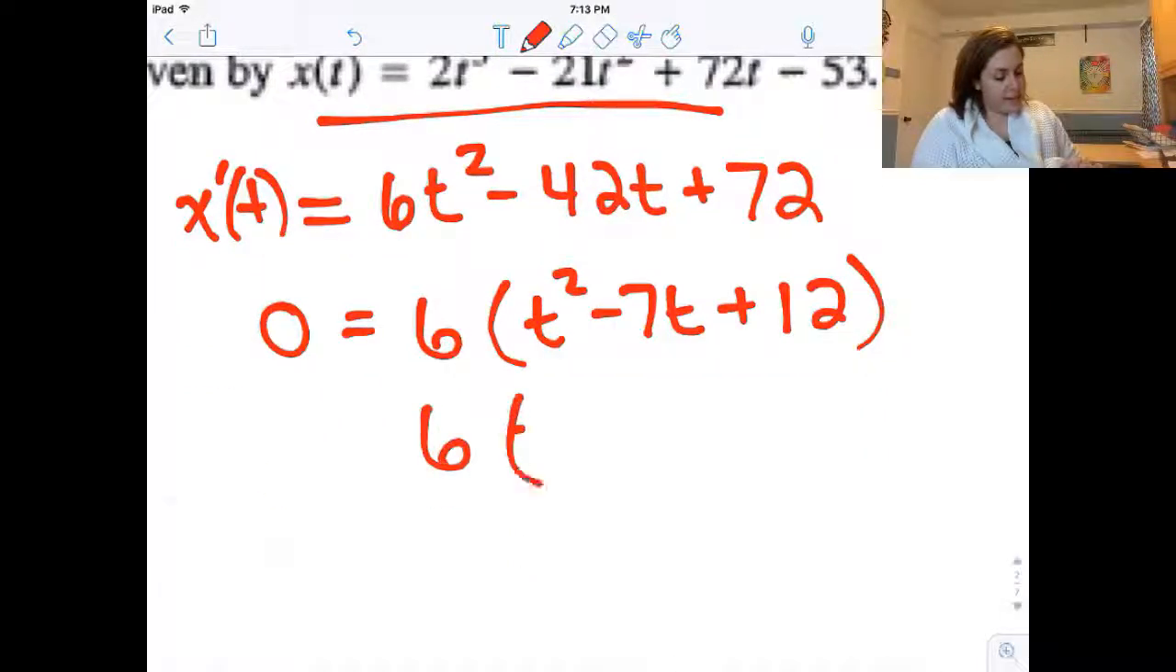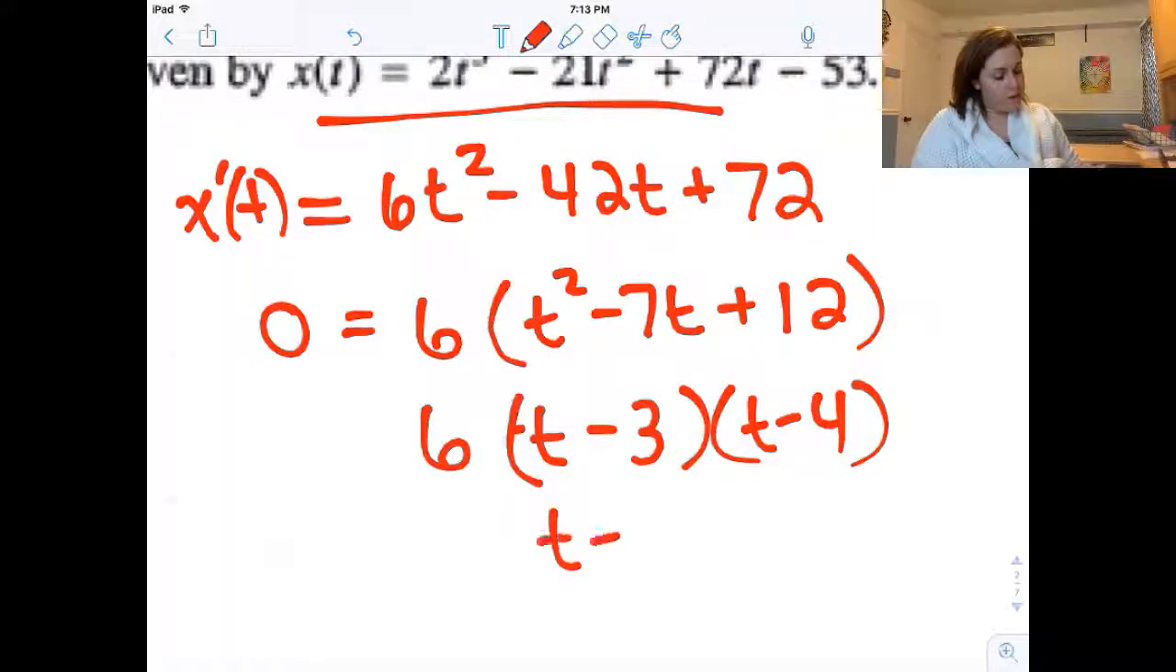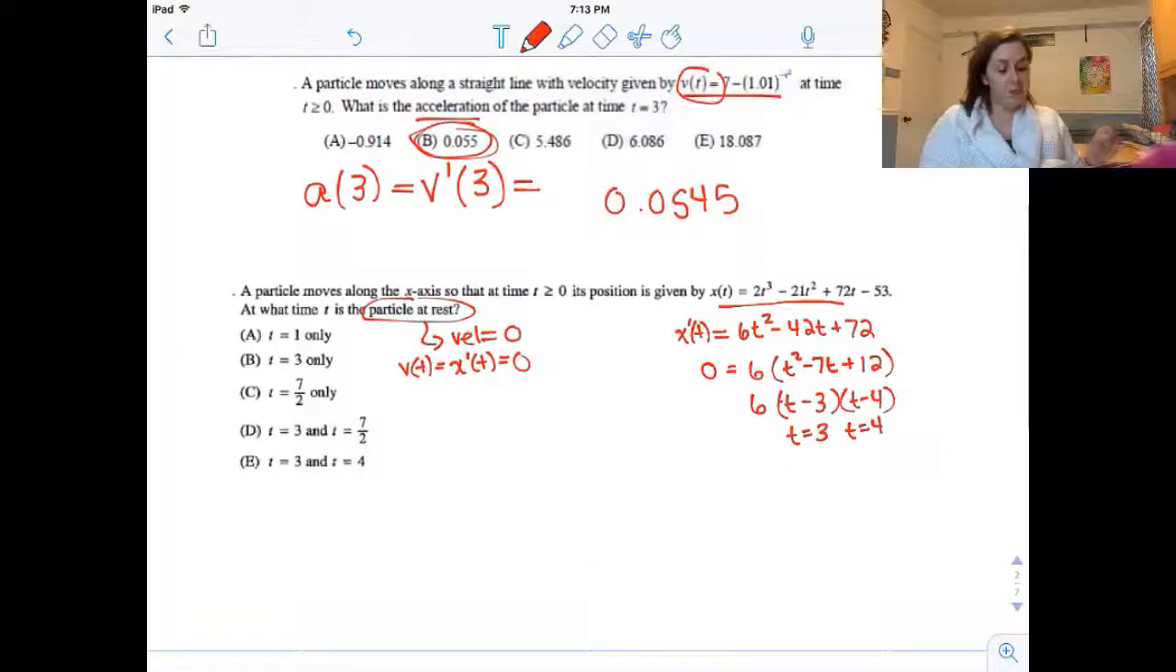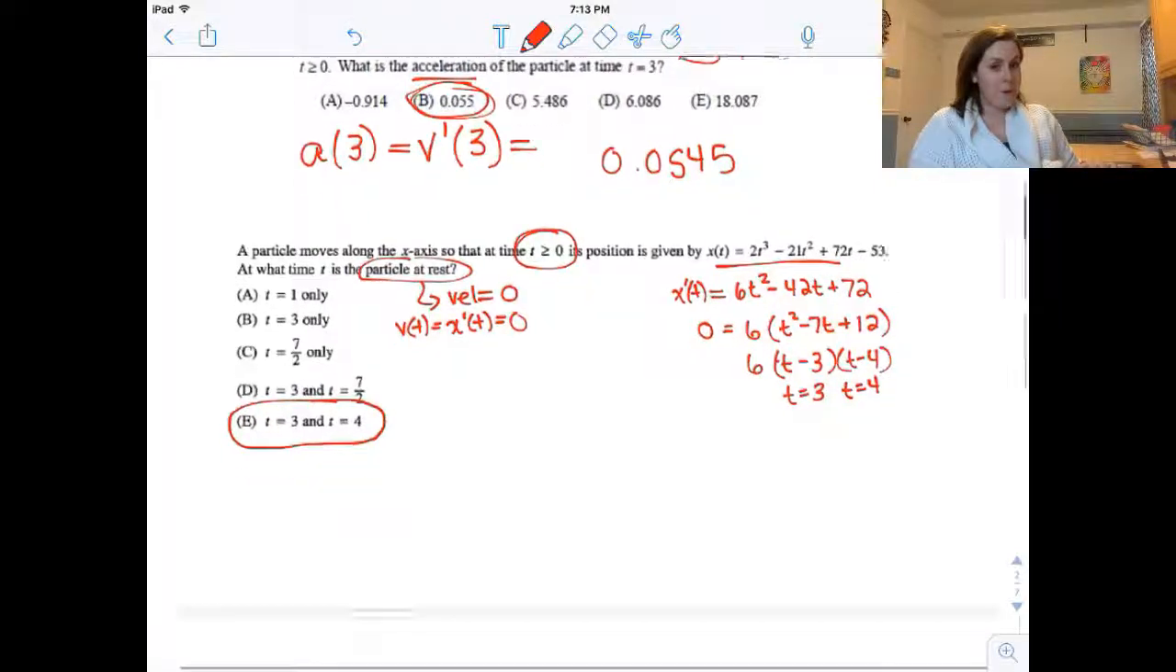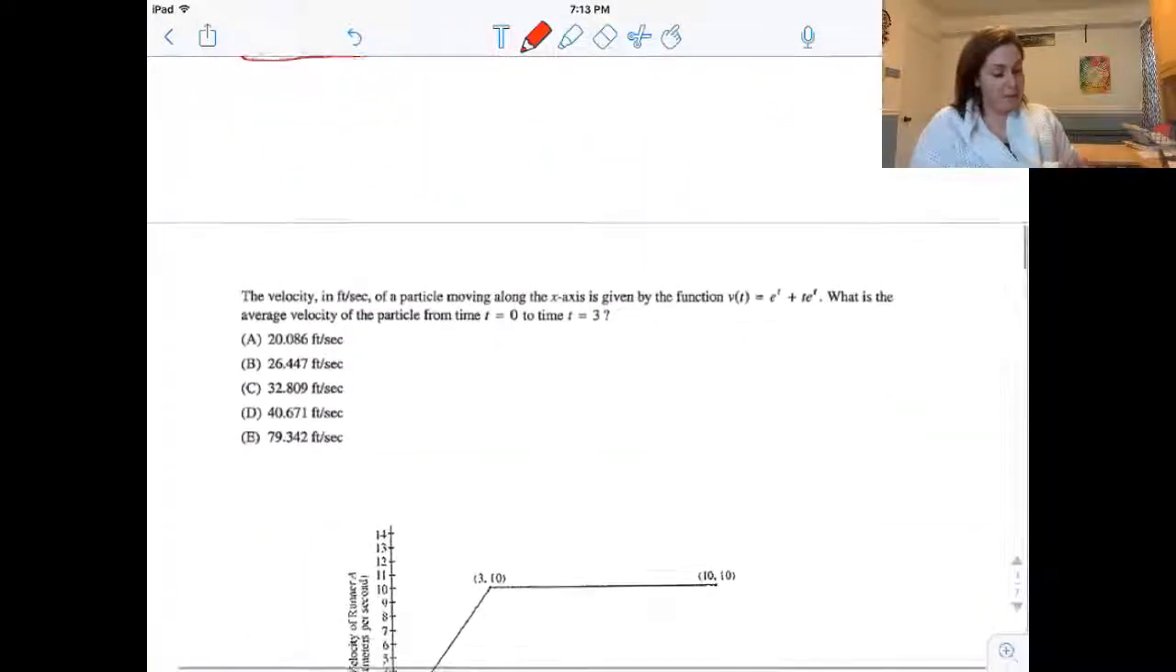So that's going to give me 6, and then t minus 3, t minus 4. So t equals 3, t equals 4. So those are my times when the velocity equals 0. Those are both on my interval because all I care about is that it's greater than 0. And so this would be my answer. Again, just evaluating. Okay, send questions if you have them.